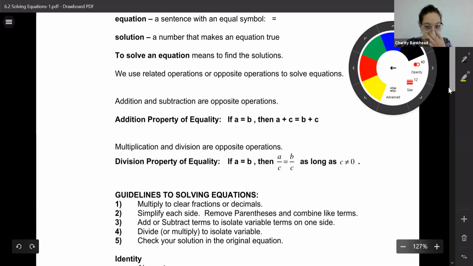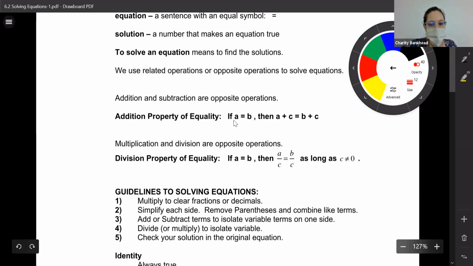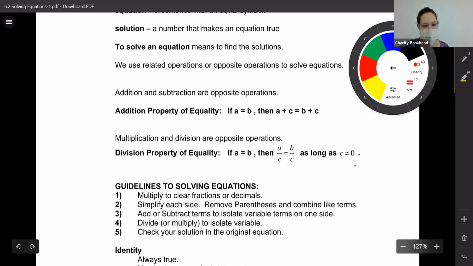For example, for the addition property of equality, if A equals B, then A plus C equals B plus C. So basically what that's showing is that you can add the same number to both sides of the equation and it'll still be true. Multiplication and division are inverse operations of each other. So if you have A equals B, then you can divide both sides by C as long as C is not 0, because you can't divide by 0.